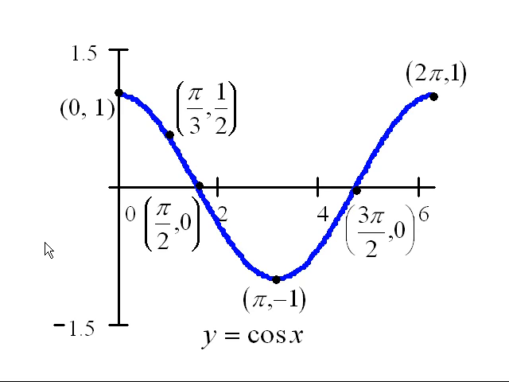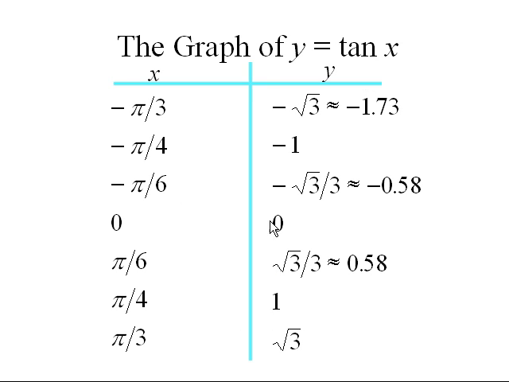We could do tangent as well. The graph of the tangent function you could approximate. You could sneak up on it with some specific values. Let's get values around 0. Notice that the tangent is an odd function, so it makes the most sense to understand this table from the middle. At 0, the tangent is 0.